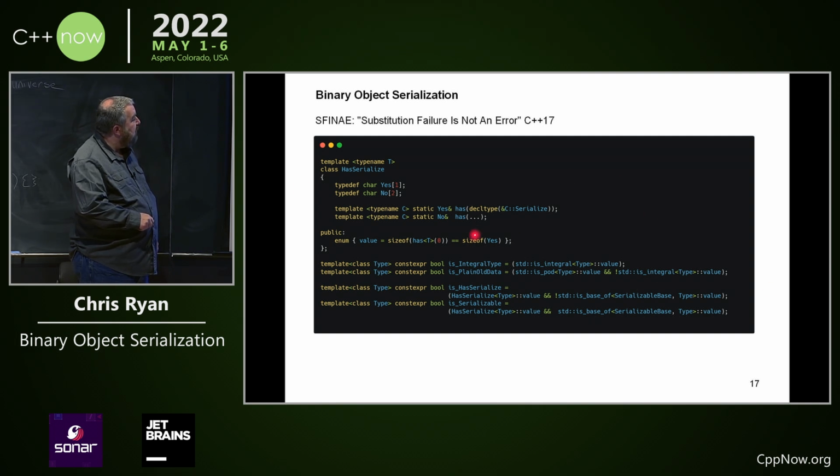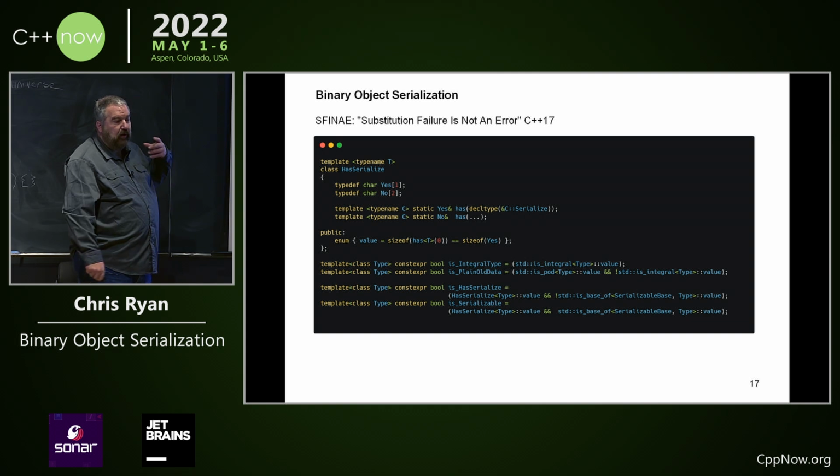If a class has a serialize function, this basically comes back as a yes, and the size of a yes is 1 and no is 2. It detects that, and so the value of this static member is either true or false. And so then I can just say, does this have a serialize member, so that even if I don't know what type of class it is, I can safely call serialize on it.